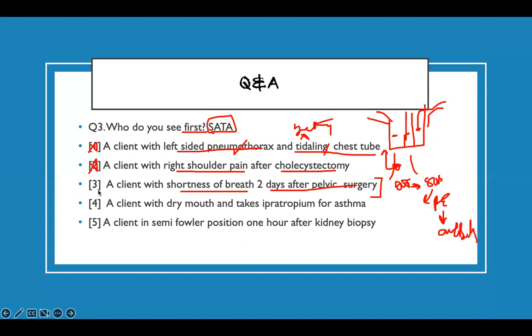And therefore, this is a priority. I need to see them. This patient has a PE, pulmonary embolism.